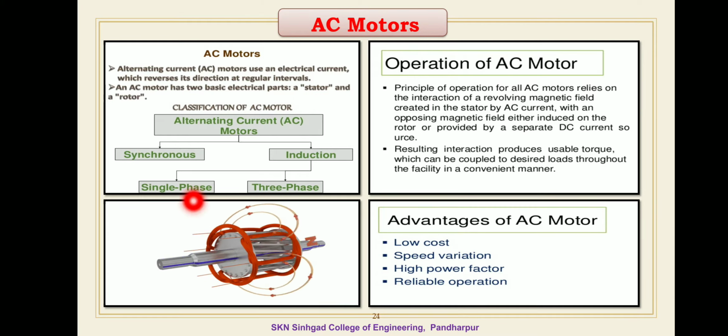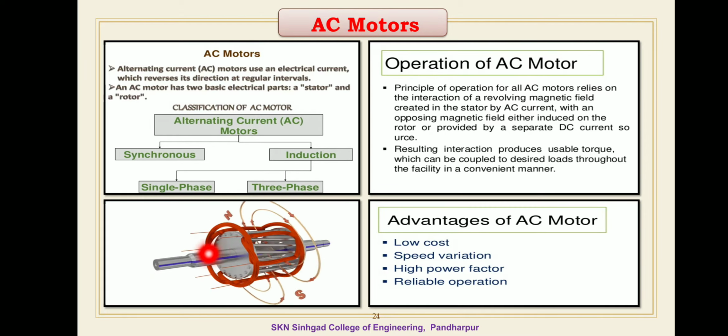Then this animation shows the construction details of an AC motor. An AC motor consists of aluminum end rings, then aluminum bars, steel laminations, and then the shaft. This arrow shows the rotor magnetic field created by the induced current flowing in the rotor, or the rotating magnetic field of the stator.